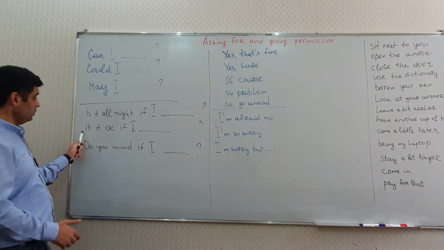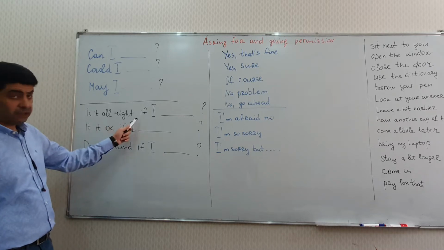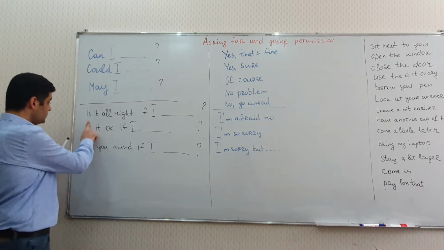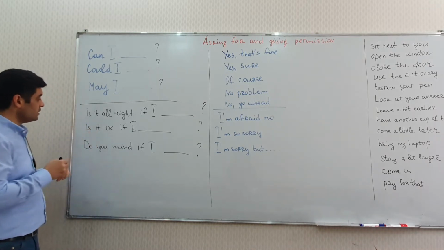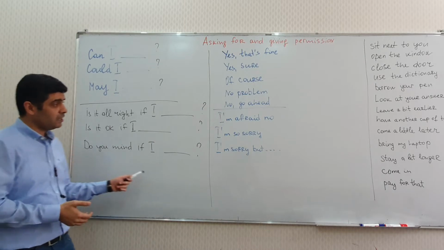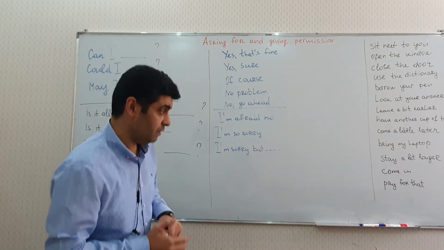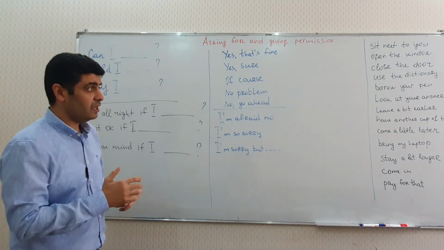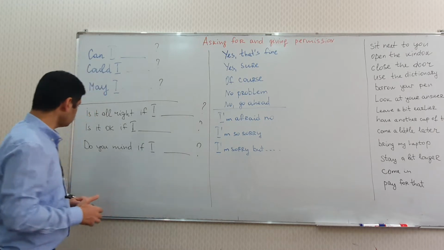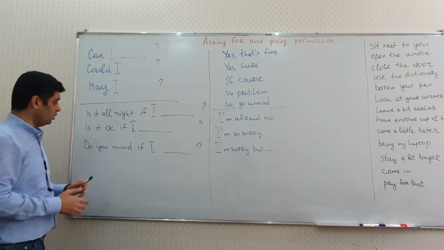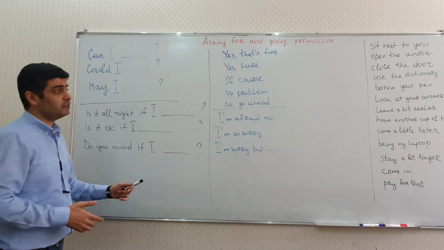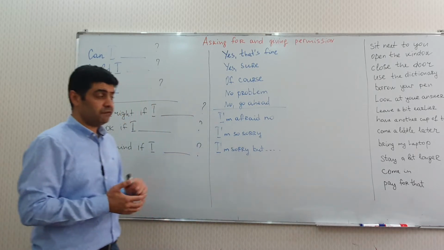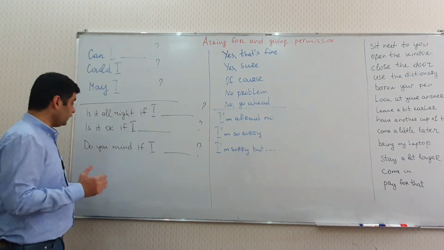And the same way you use with is it okay? So actually alright and okay are the same thing. So we say, is it okay if I? Is it okay if I pay for that? Is it okay if I use your dictionary? Is it okay if I leave a bit earlier? And we also have the last one, do you mind if? Do you mind if I close the door? Do you mind if I leave a bit earlier? Do you mind if I come a little later?